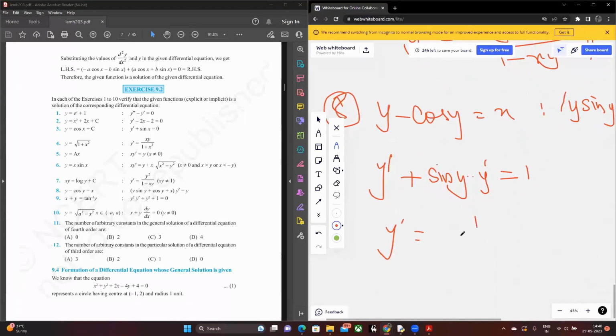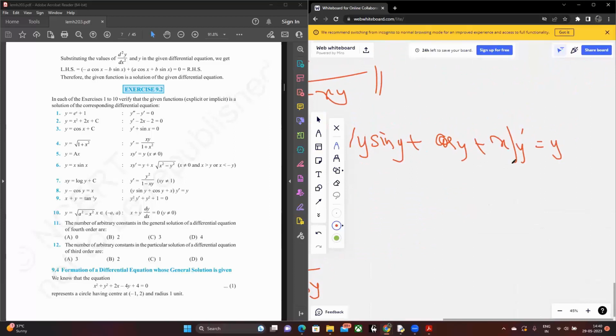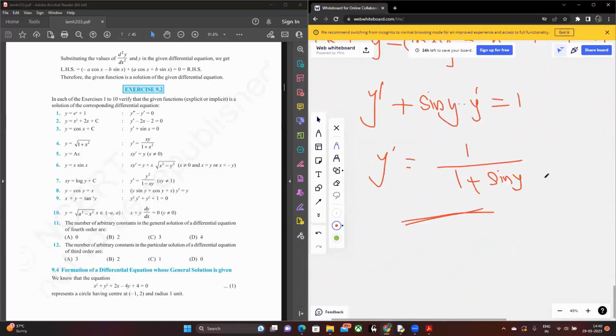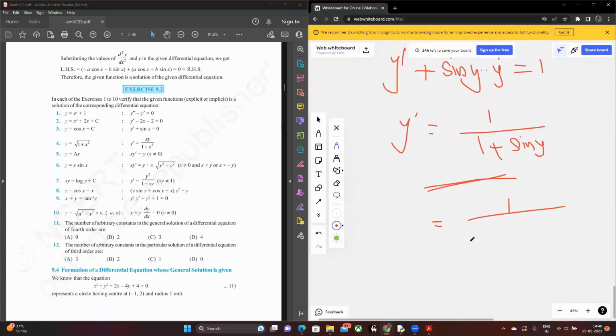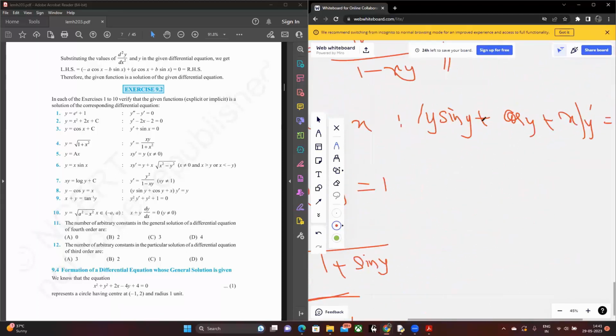So this is y dash equals 1 by 1 plus n by, right? Over here, you can see that you have to bring this to the form y dash equals y by y sin y plus cos y plus x, right? And you have the fact that x is y minus cos y, right? So if you add an x over here, I'll try bringing this equation to this form, right?